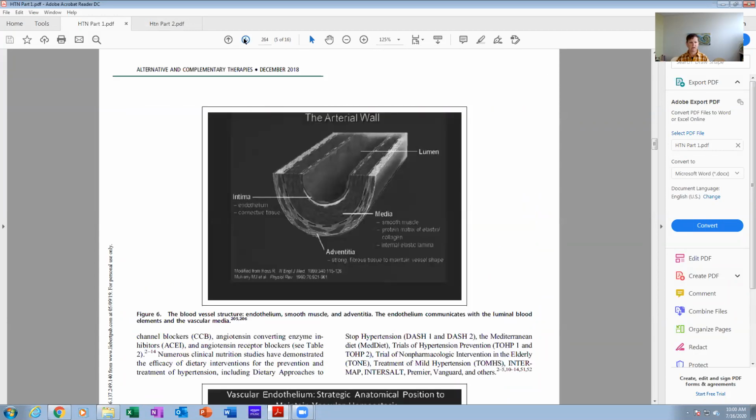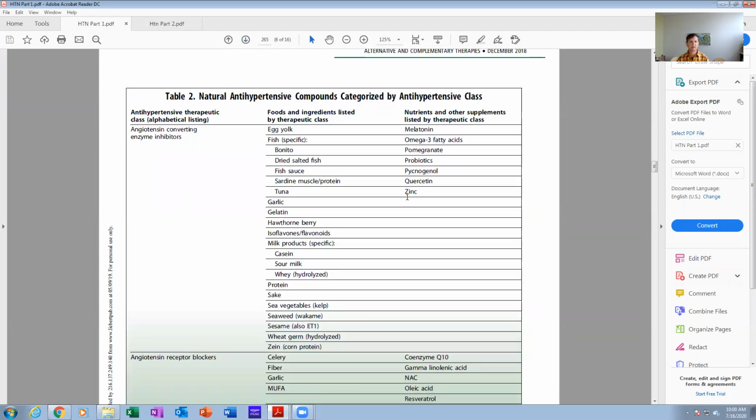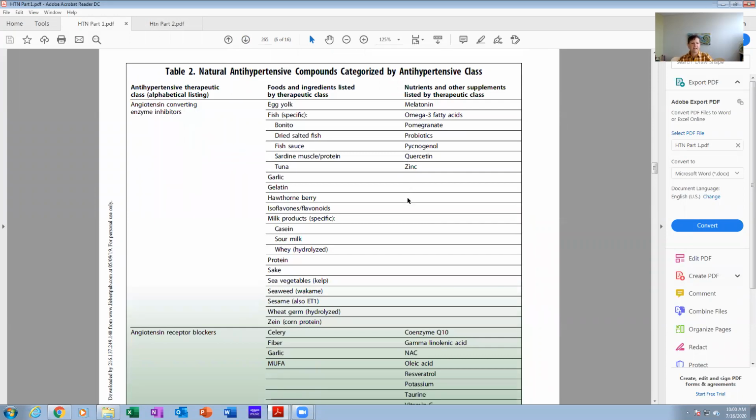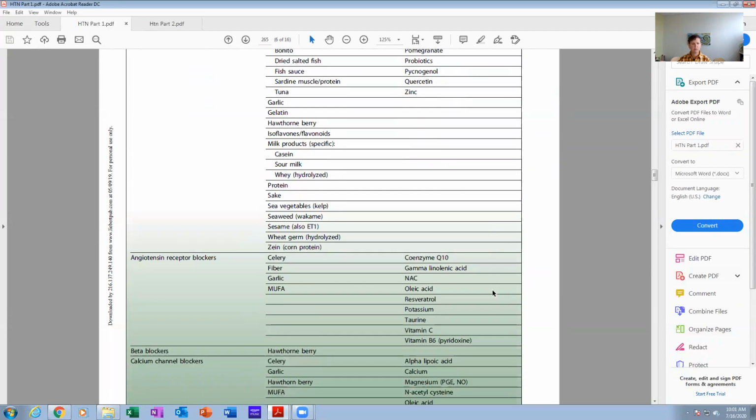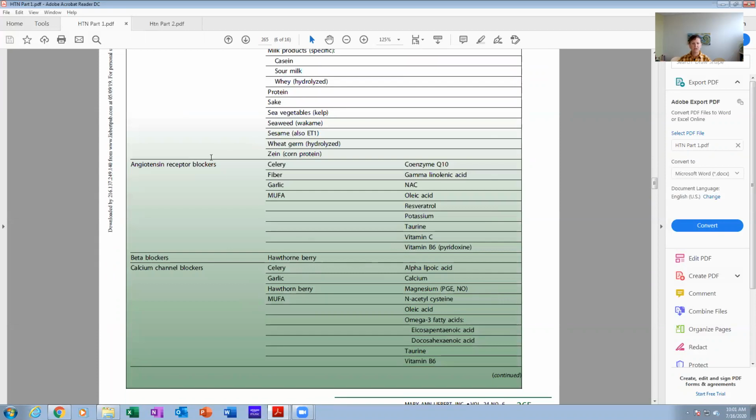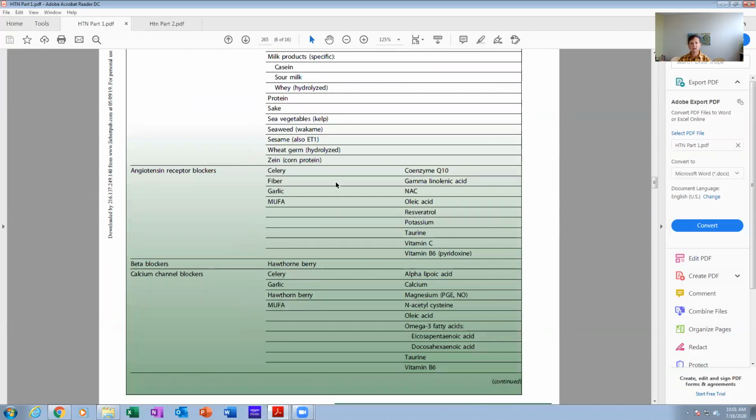And then the other really cool thing, so this is what I was telling you about, and I'll figure out how to link this. When you look at angiotensin converting enzyme inhibitors, so ACE inhibitors, here are different foods: egg yolks, fish, garlic, gelatin, hawthorn berry. All of these things work via a similar mechanism. Melatonin, omega-3 fatty acids. So all of these things help in ways that we use ACE inhibitors. When we get into the angiotensin receptor blockers, we can see, and you'll see as a theme here, celery is a pretty good thing. Garlic's a good thing. Fiber's a good thing. Olive oil, good things.